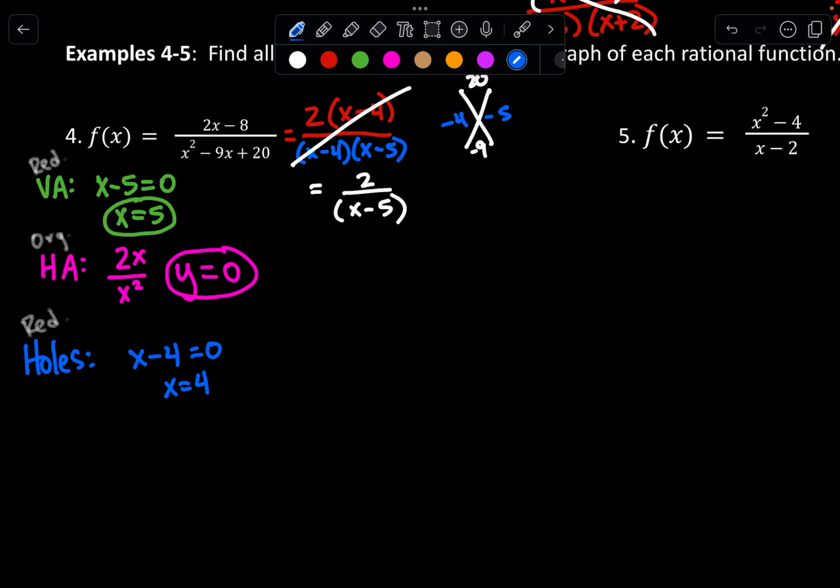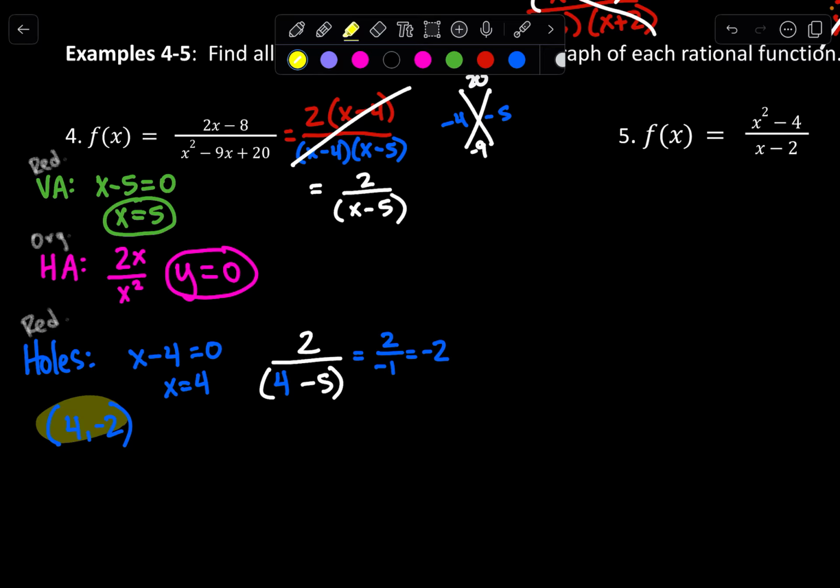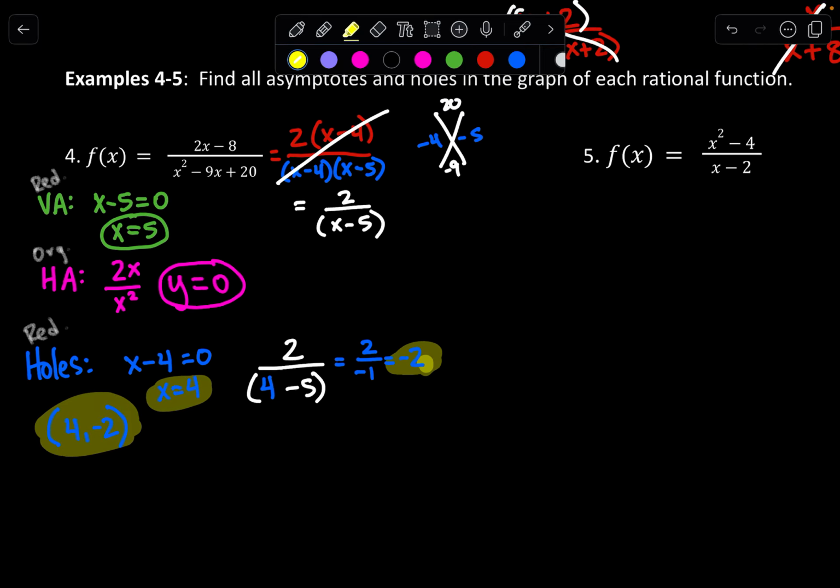So we're going to take 2 over 4 minus 5, like that. And it's going to become 2 over negative 1, which is negative 2. That's going to be your y value, like your output. So what happens is there's a hole at (4, negative 2). So this came from that, and then when you put it in, that's what you get out.